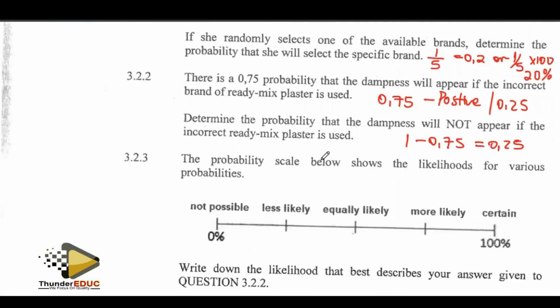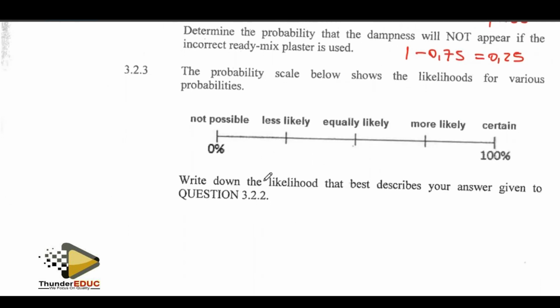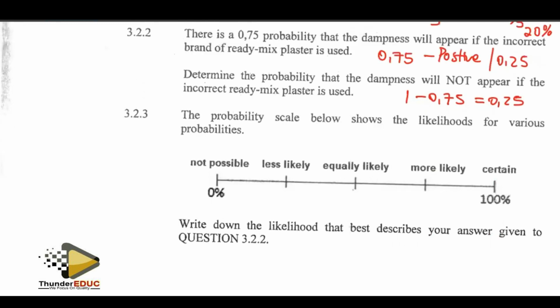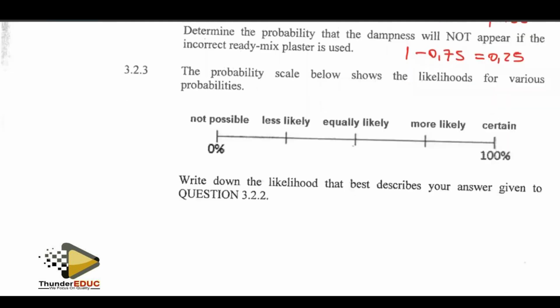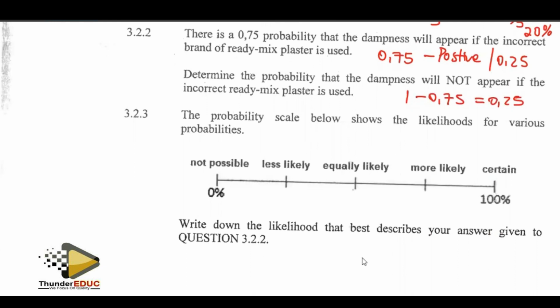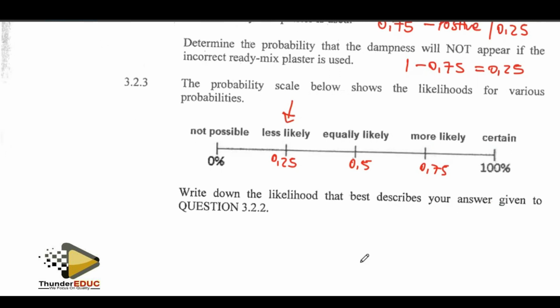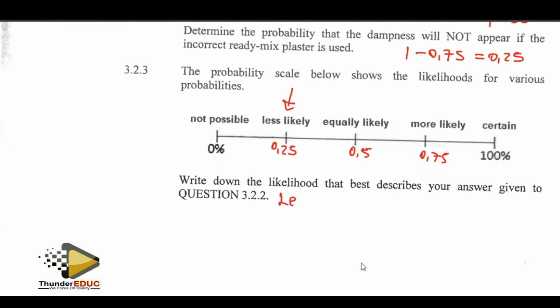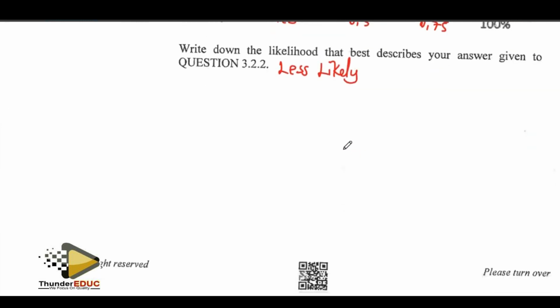The probability scale below shows the likelihood for various probabilities. Write down the likelihood that best describes your answer given to question number 3.2.2, which is 0.25. The answer is 0.25. This is 0%. We have 0.25, 0.5, 0.75, and it goes on. So this is where it is. It's less likely. It's likely.